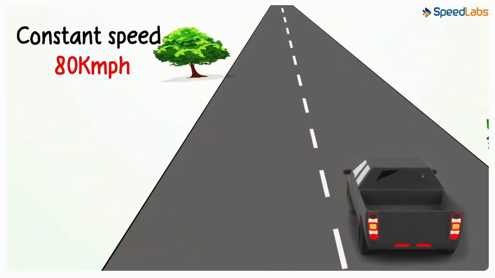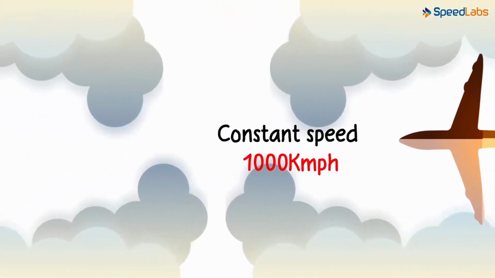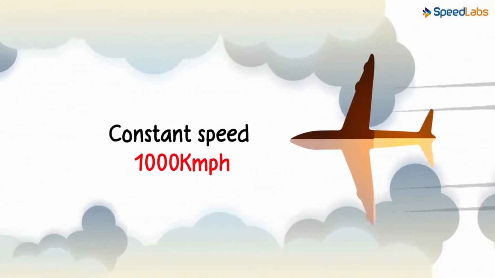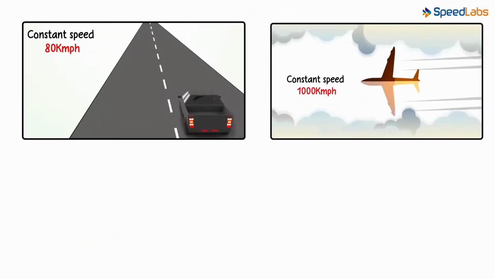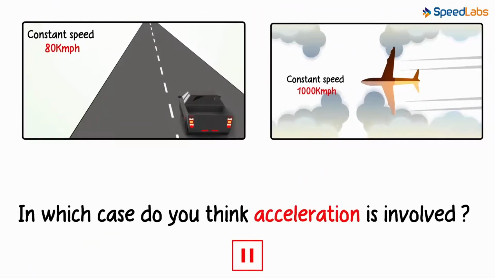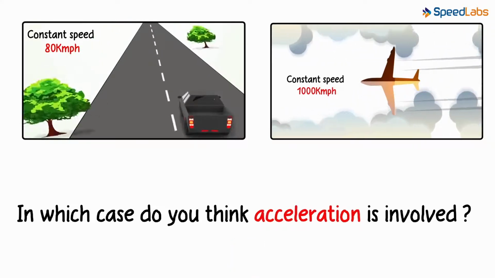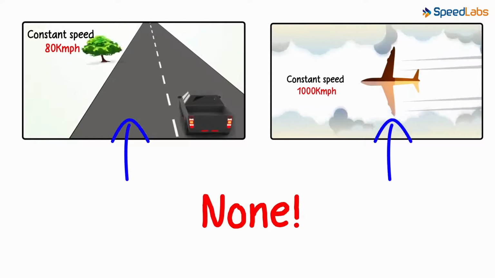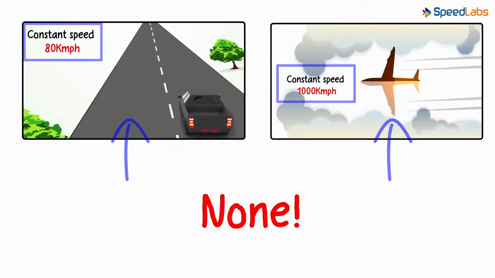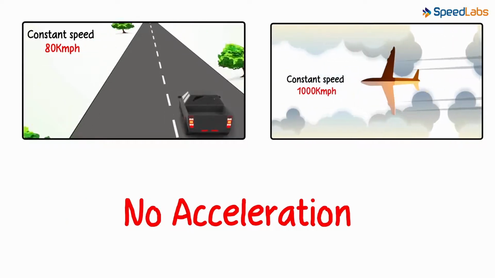In the first one, a car is traveling in a straight line at a constant speed of 80 km an hour. And in the second one, a plane is traveling in a straight line at a constant speed of 1000 km an hour. In which case do you think acceleration is involved? None. In both cases, the velocity is not changing at all. Hence, there will be no acceleration in either of the cases.